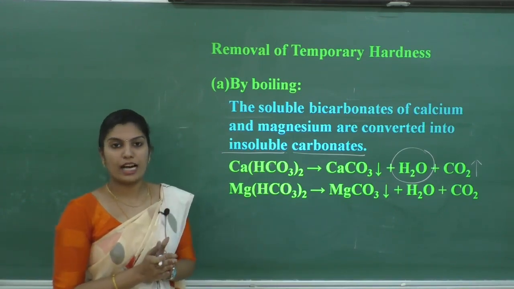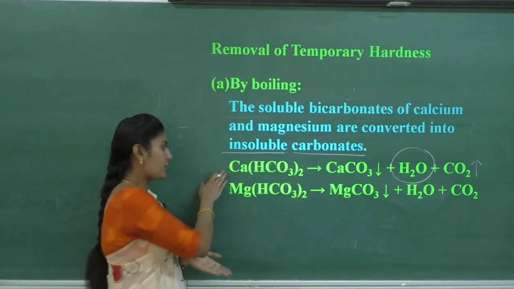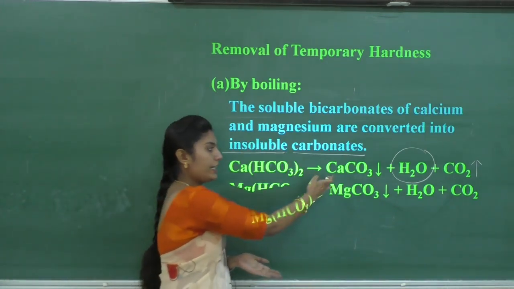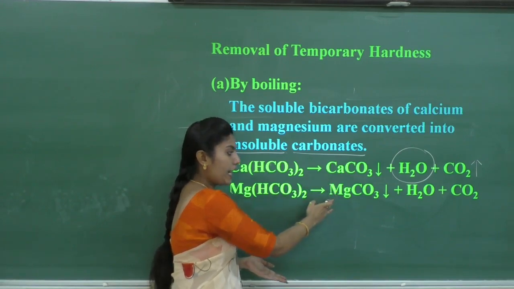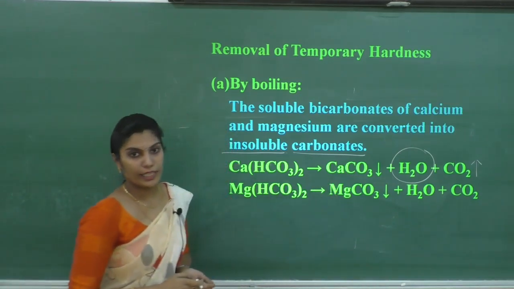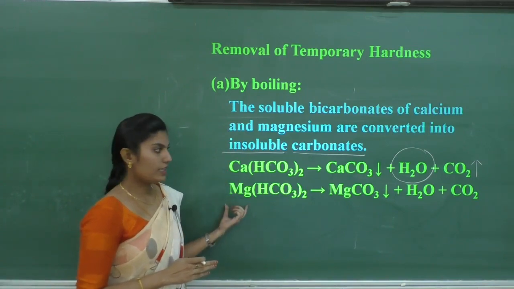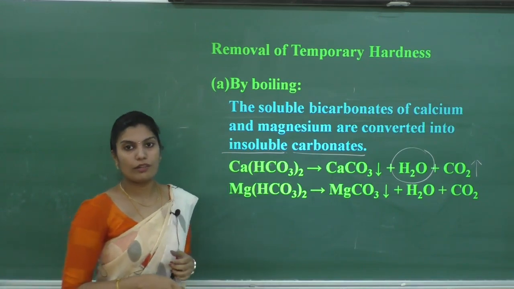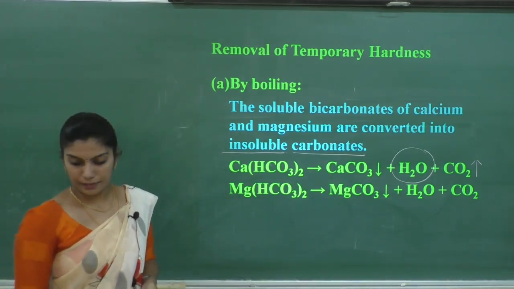Mainly temporary hardness is due to the presence of bicarbonates of calcium and magnesium, and these bicarbonates get converted into precipitates of calcium carbonate and magnesium carbonate. Remember the reactions, important reactions. Cleared? This is about the removal of temporary hardness by the boiling method.